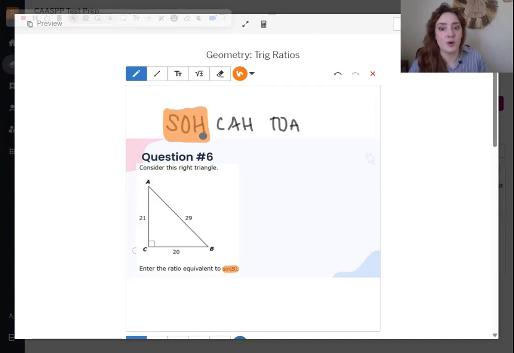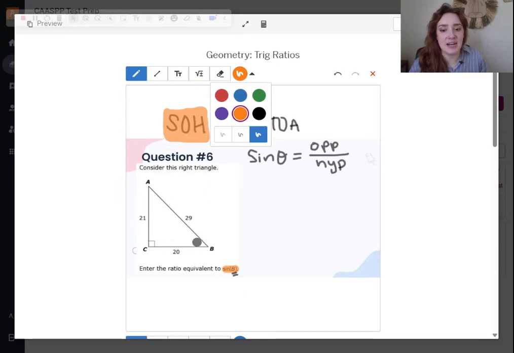So what does SO mean from SOH CAH TOA? This is telling us that the sine of theta, of our angle, is equal to the opposite side divided by the hypotenuse. So we're going to use that here. We're looking at specifically the sine of B, so I'm going to start by highlighting angle B.